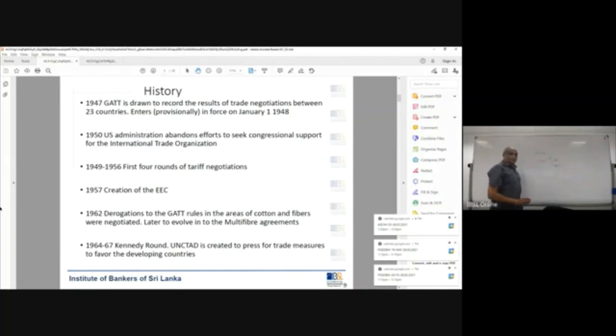Right? Then in 1962, derogations to the GATT rules in the areas of cotton and fiber were negotiated. Because the cotton and fiber industry were not adhering to these GATT regulations, right? So later they sorted it out. And during the GATT period, mainly people were doing bilateral trade agreements.